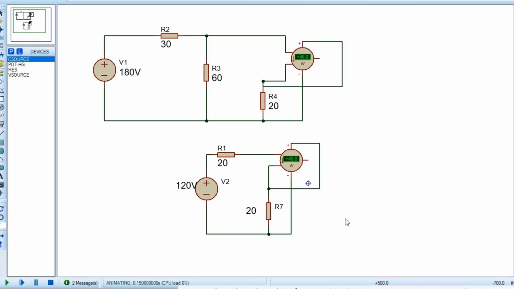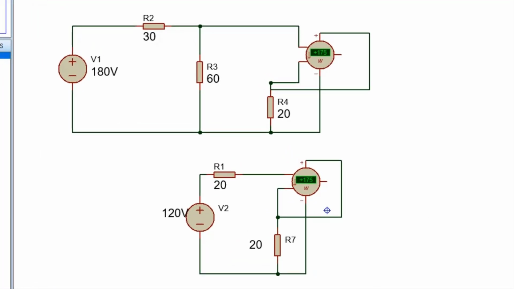Running the simulation. In the main circuit it is showing power at load is 180 watt. The equivalent circuit is also showing power at load is 180 watt. So whichever calculations I have done, all are perfect.